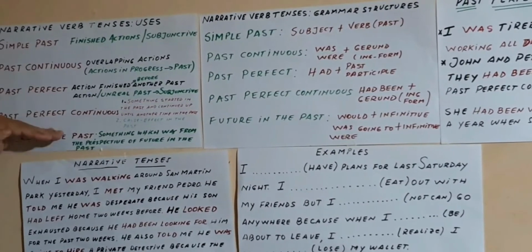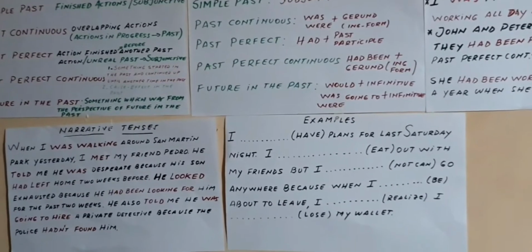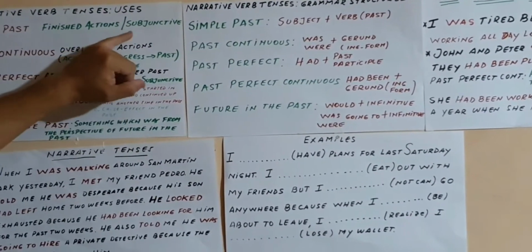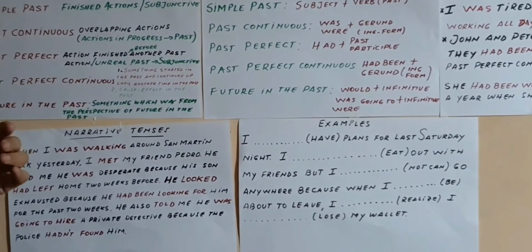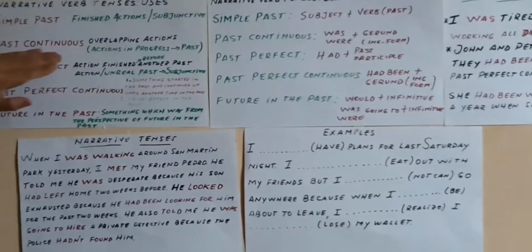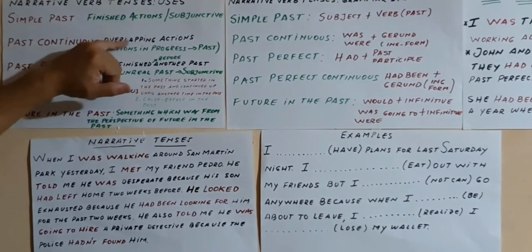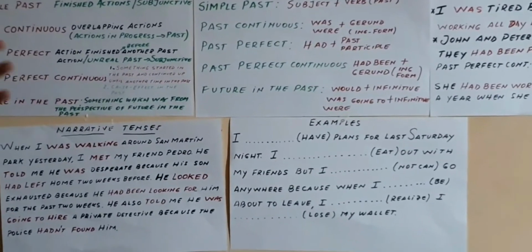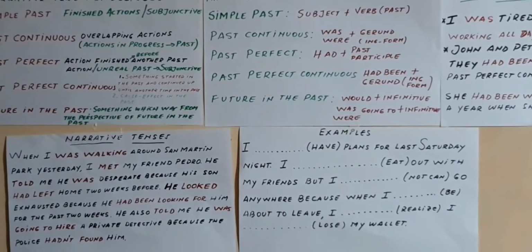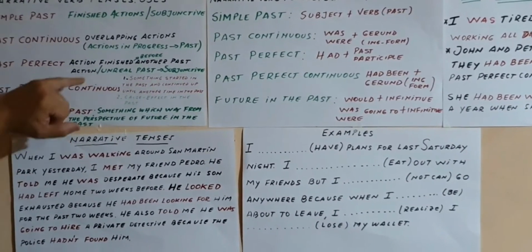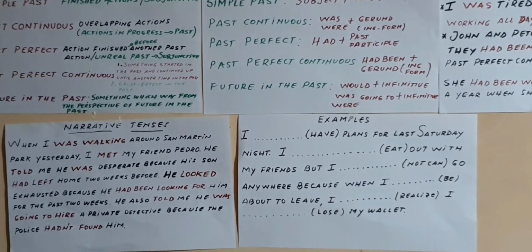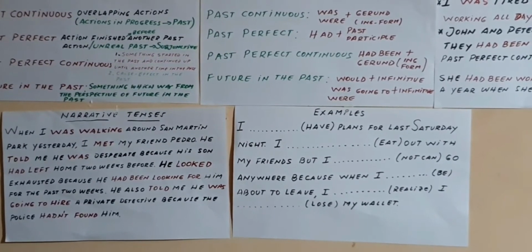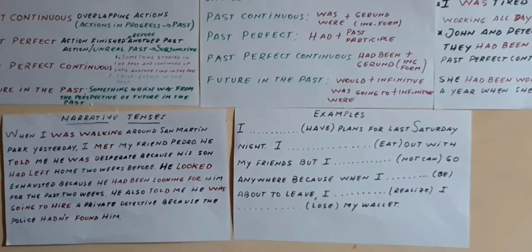And this is a summary of the different narrative verb tenses that you will see. The simple past, you remember, is used for finished action. Also, it is used as a subjunctive when we talk in the second case of conditional sentences. The past continuous is used for overlapping actions, that is to say, two actions in progress in the past, one in progress and the other, of course, interrupted by another one. Past perfect is an action finished before another action in the past, or it can also be used for unreal past, that is to say, subjunctive in the third type of conditional sentence.